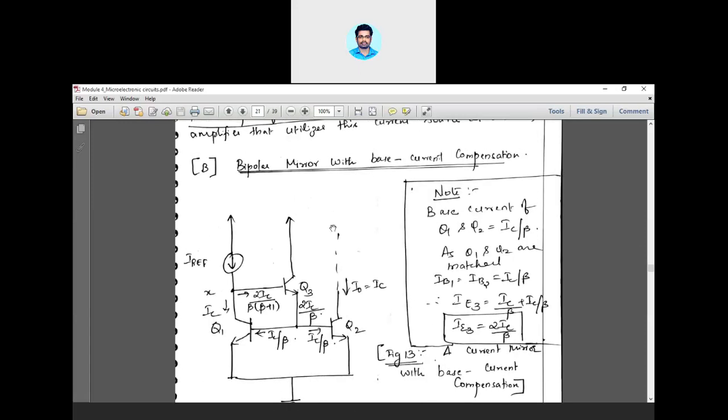Then followed by that we have discussed about the bipolar mirror. Bipolar mirror means by using BJTs.